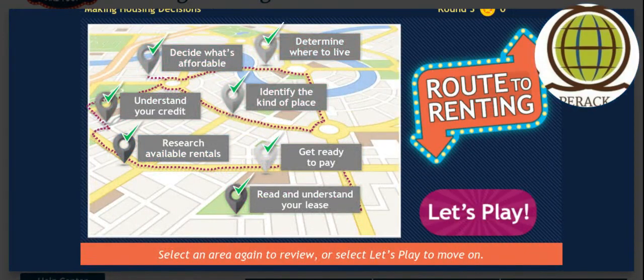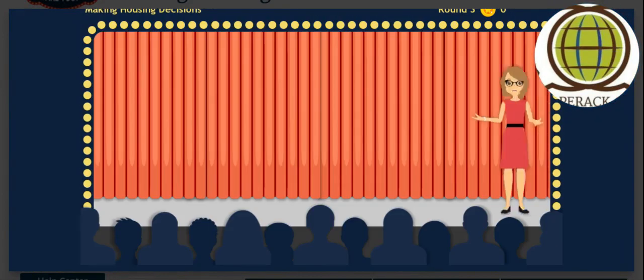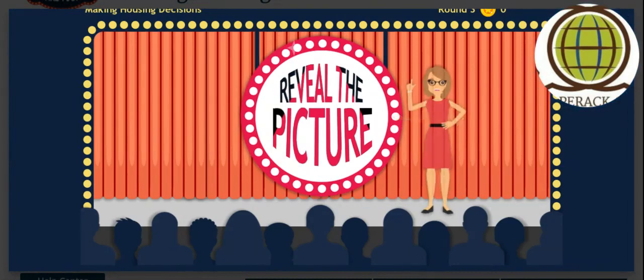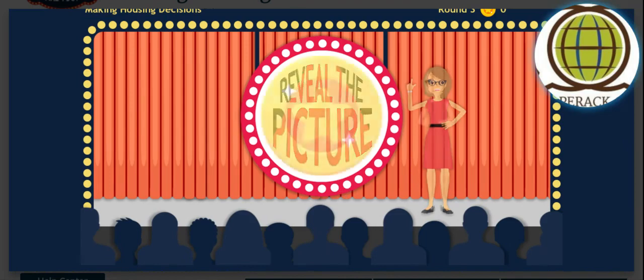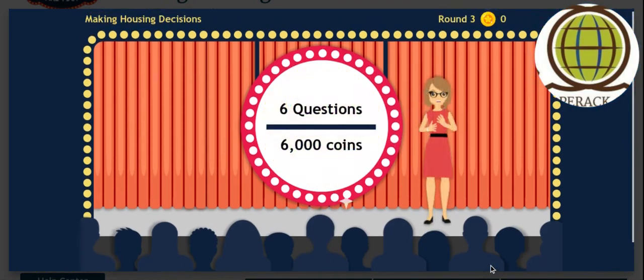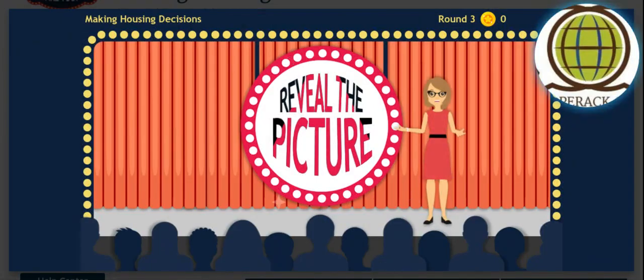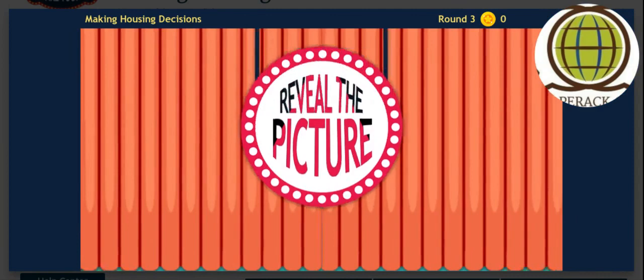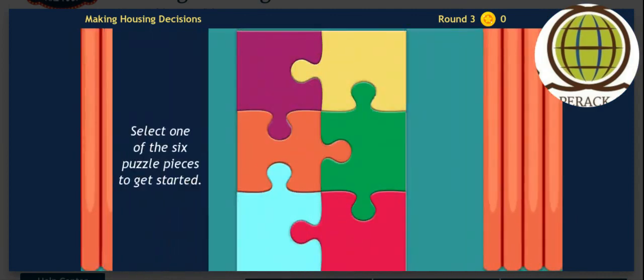You've completed the route to renting. Select an area again to review. Let's play Reveal the Picture. You'll select a puzzle piece to reveal a question to answer. You'll earn 1,000 coins for each correct answer. There are 6 questions, so you can earn up to 6,000 coins. After you've answered all the questions, a full page of an example lease will be shown. Select one of the 6 puzzle pieces to get started.